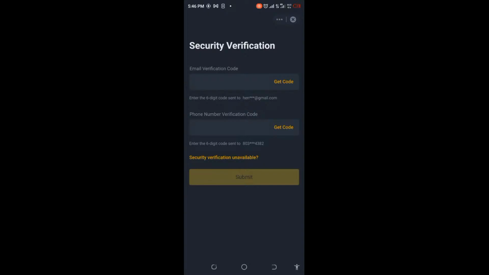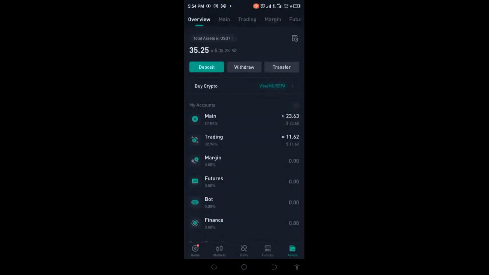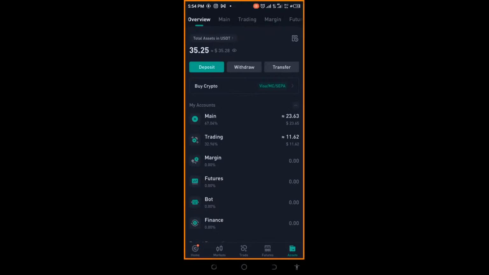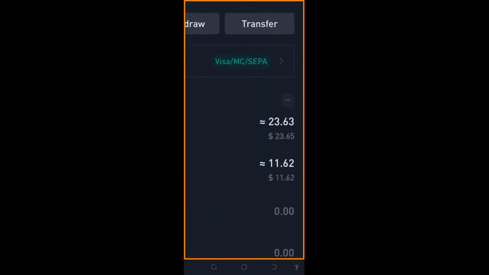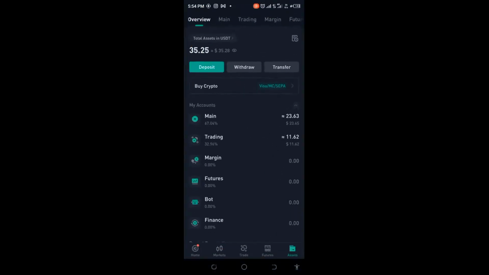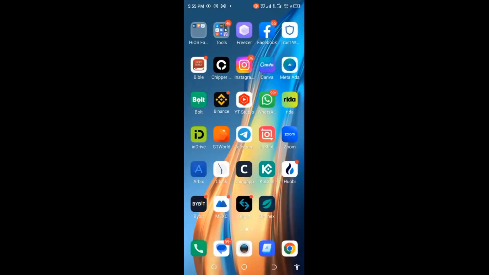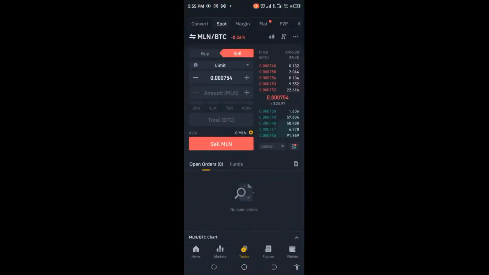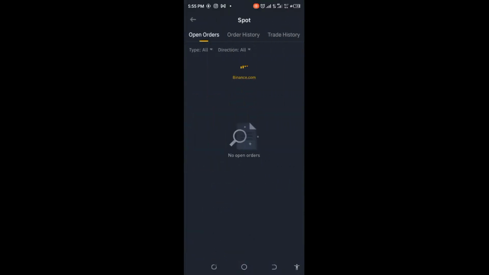Okay, so now it's time to do my verifications and I'll be back. Okay, I'm back, and right now MLN has arrived here. As you can see, we have 23.65, but actually it was supposed to be more than that. It was supposed to only take 20 cents, but it was 23.9, I think. Let me go and check Binance to be sure about the trade.